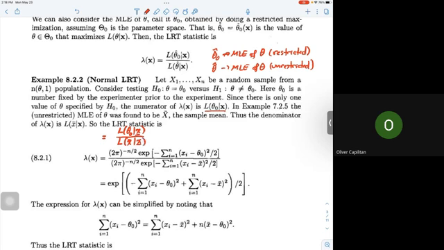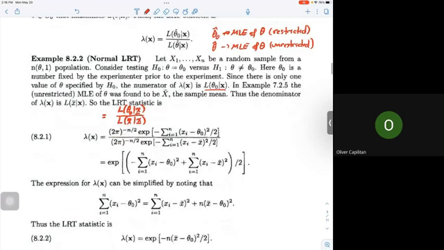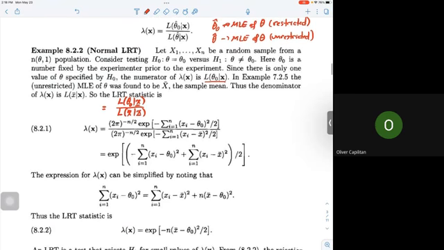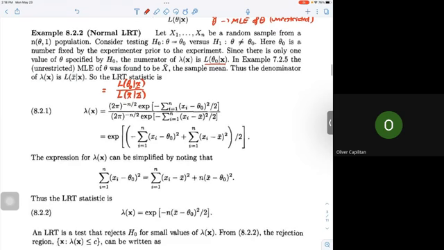The reason is that our null hypothesis has only one element. And then for the denominator, we considered the maximum likelihood estimate of our parameter theta, which is the sample mean.